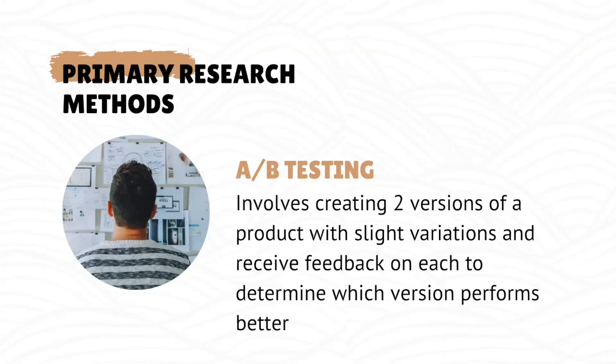Then we have A/B testing, which basically involves creating two versions of your product with usually one or two features different in each version. And you can go to your potential customers and ask them which one they like better, and receive feedback to figure out which version of the product performs better.